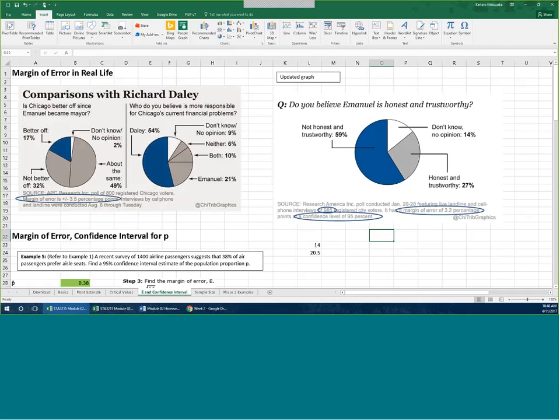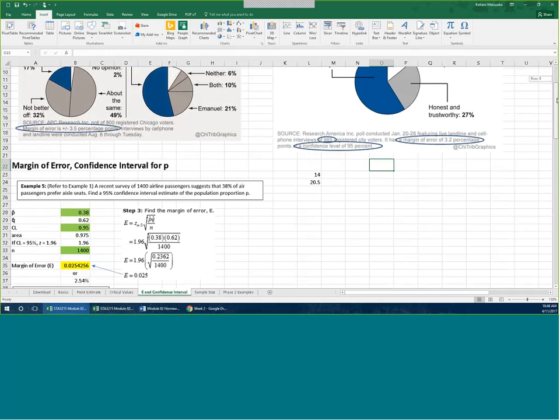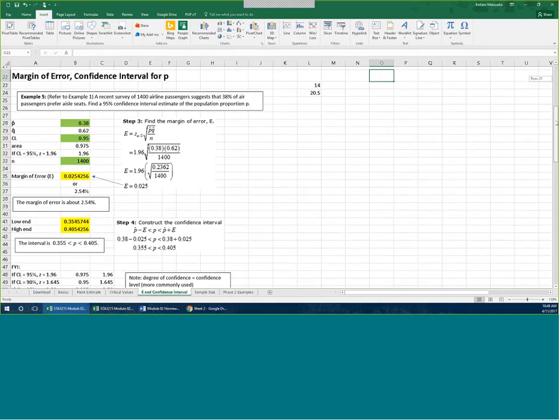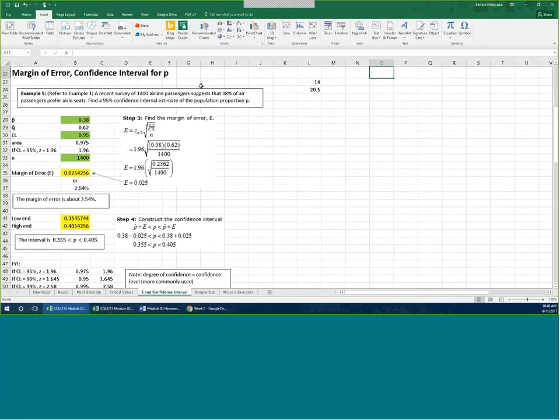Okay. Anyway, so how do we calculate these things? That's what we're going to be doing right now. So here's an example. I'm going to start with the proportion margin of error first. Going back to the earlier example, a recent survey of 1,400 airline passengers suggests that 38% of the air passengers prefer aisle seats. Find a 95% confidence interval estimate of the population proportion P.